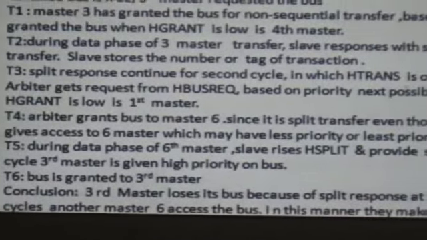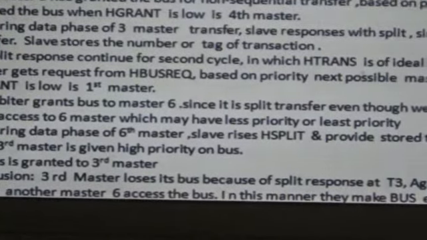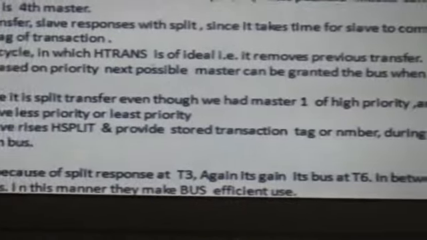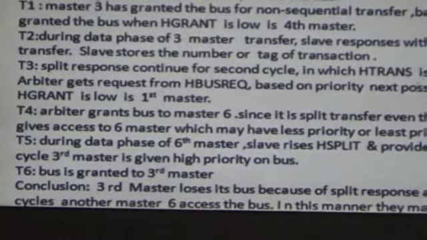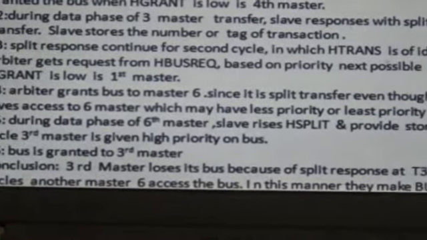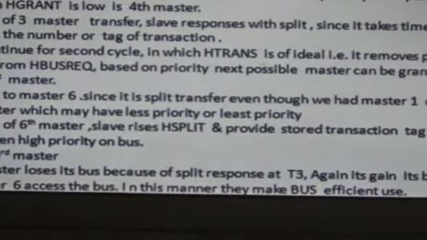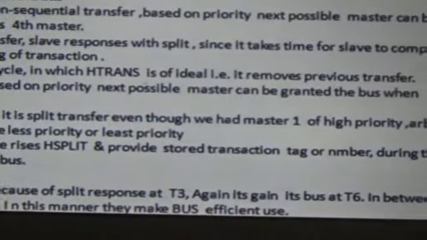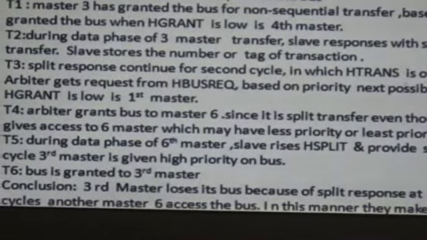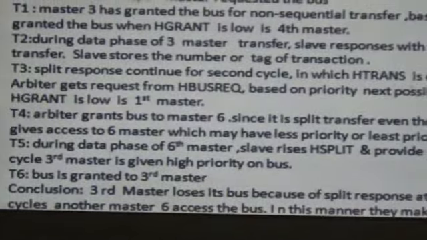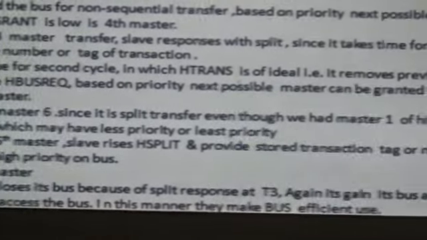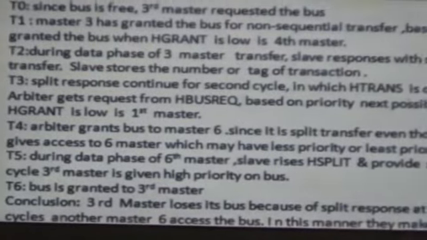And the arbiter gets requests from HBUSREQ based on priority. The next possible master that can be granted the bus when HGRANT is low is the first master. At T4, the arbiter grants the bus to master 6 since it is a split transfer. Even though master 1 has high priority, the arbiter gives access to the 6th master, which has the least priority. At T5, during the data phase of the 6th master, the slave writes HSPLIT and provides the stored tag number. During this cycle, the third master is given high priority on the bus.